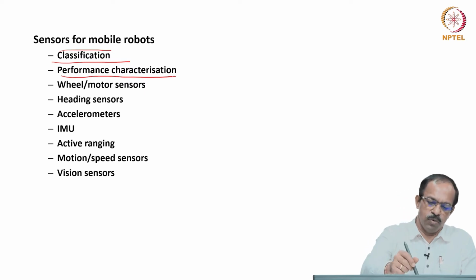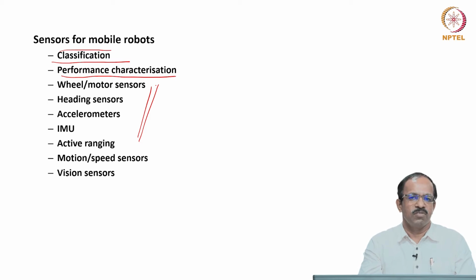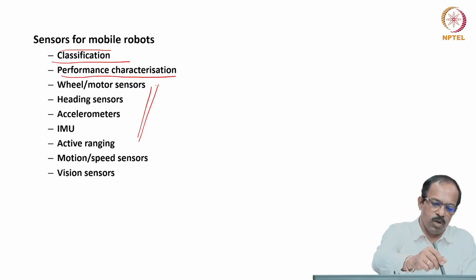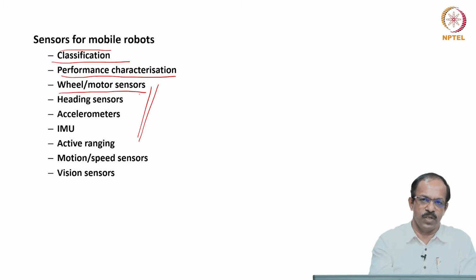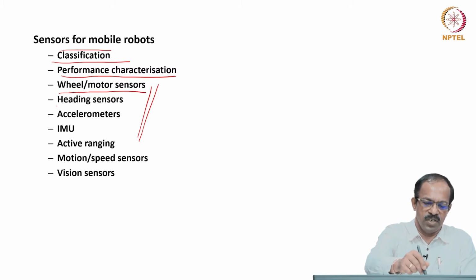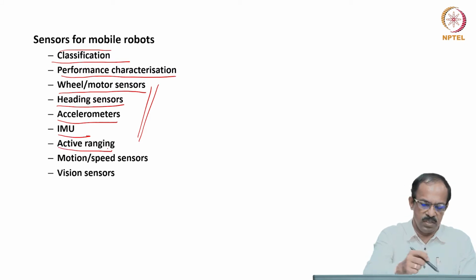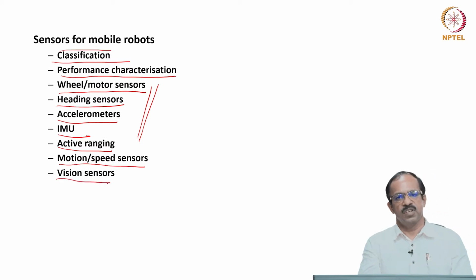Then we look at some of those sensors which are commonly used in mobile robots. Some of them are for the environment, some of them are for the robot itself, I mean for its own information. So we will talk about the wheel and motor sensors of the robot, then the heading sensors, accelerometers, inertial measurement unit, then ranging sensors, active ranging sensors, then the motion and speed sensors, and then we look into the vision sensors also.